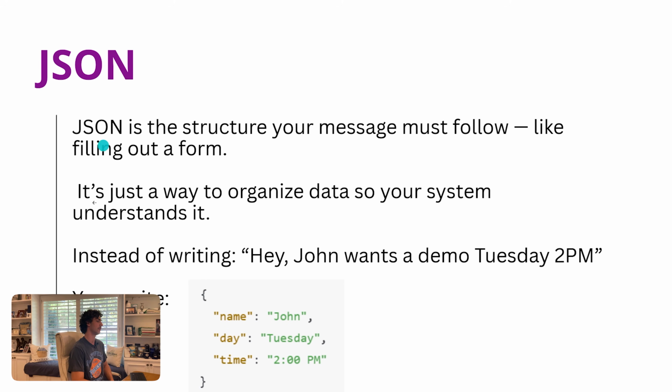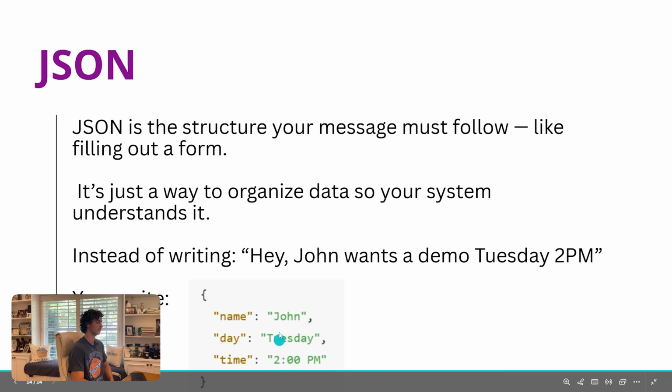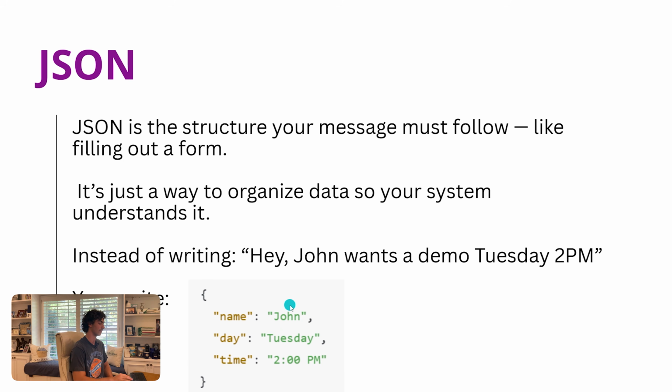So instead of writing, hey, John wants a demo Tuesday at 2 p.m., your digital mailbox, your webhook, wouldn't recognize that, but it would recognize this in JSON when you send the name, John, the day, Tuesday, and the time, 2 p.m. And these are basically key-value pairs, where name is the key and John is the value.